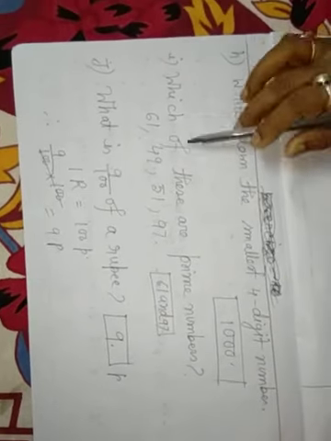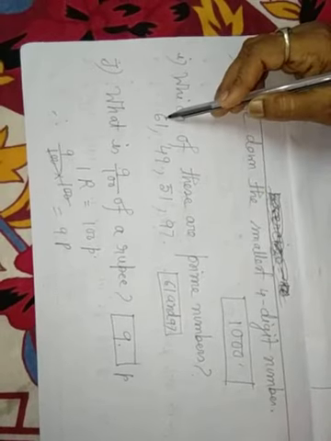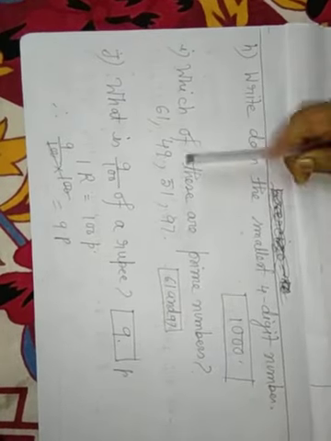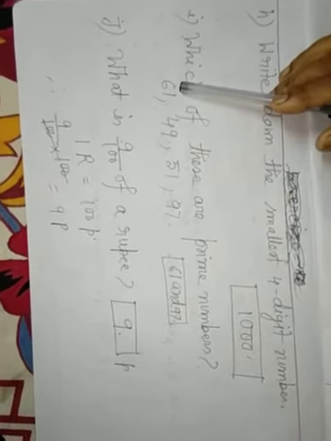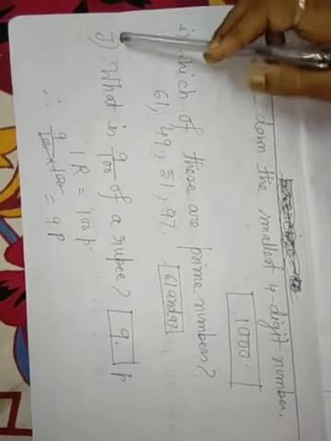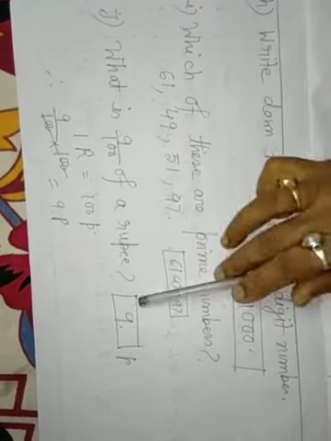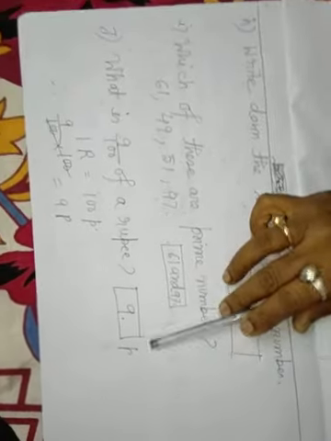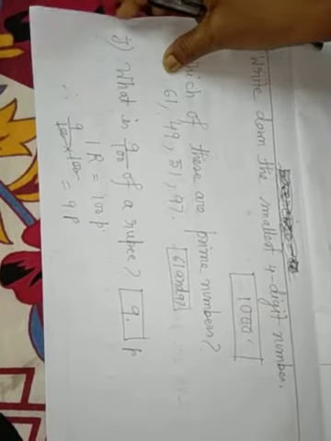I. Which of these are prime numbers? 61, 49, 51, 97. Among these numbers, which are prime numbers? 61 and 97 are prime numbers. J. What is 9/100 of a rupee? 1 rupee equal to 100 paisa. So 9/100 into 100. So 9 paisa. Okay. This is exercise 9.